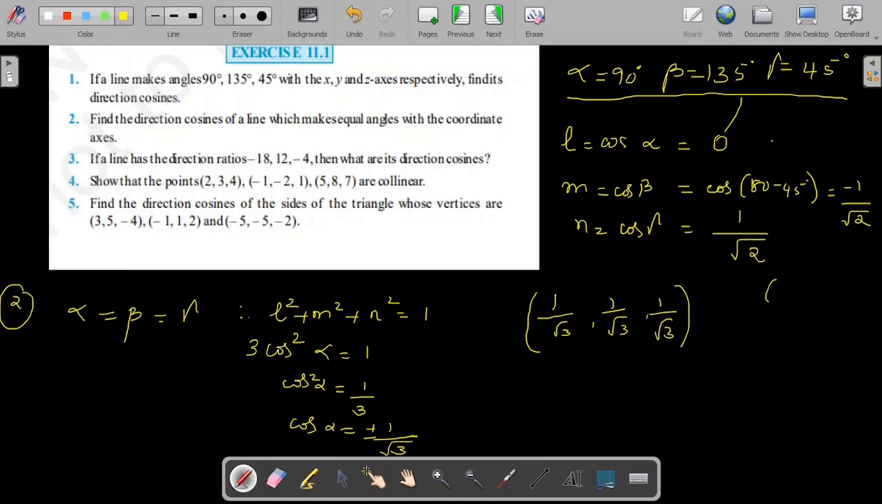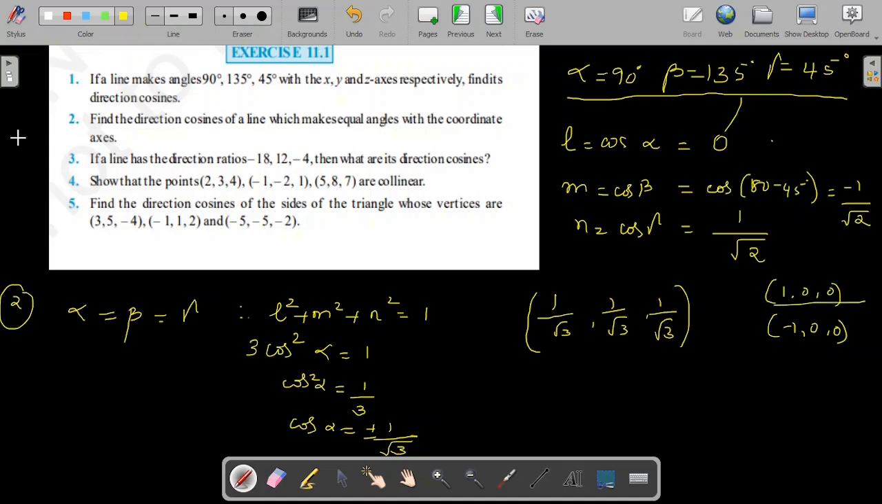Similarly, the positive x-axis has direction cosines 1, 0, 0. The negative x-axis has direction cosines minus 1, 0, 0. Because negative x-axis means the angle made by the line with respect to the positive x-axis becomes 180 degrees, so cos of 180 is minus 1, and the others are 0. But we usually say the direction cosines of the x-axis as 1, 0, 0.